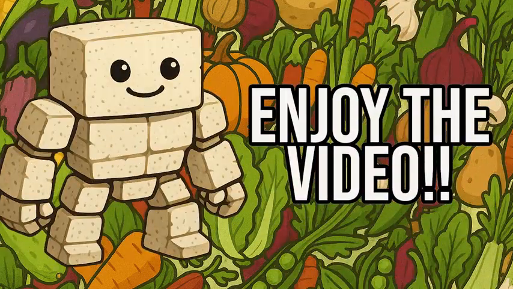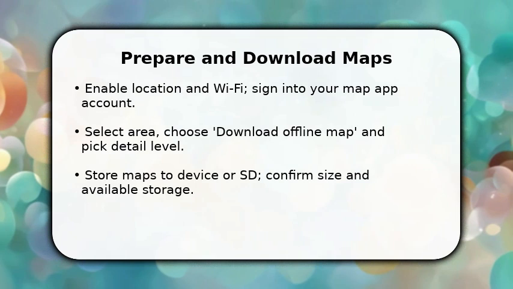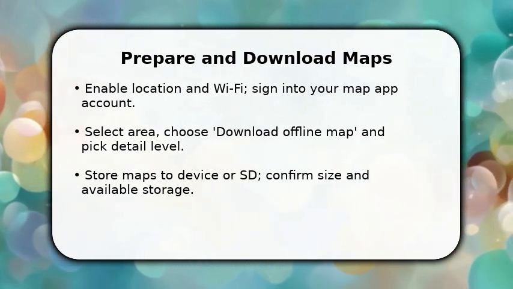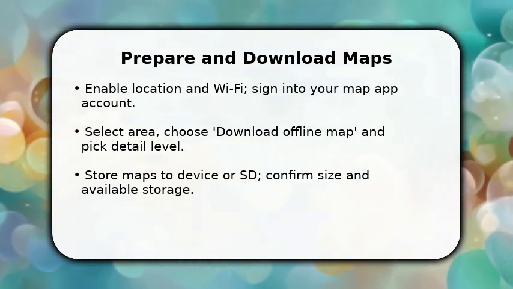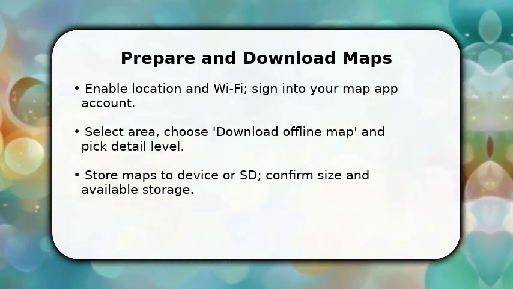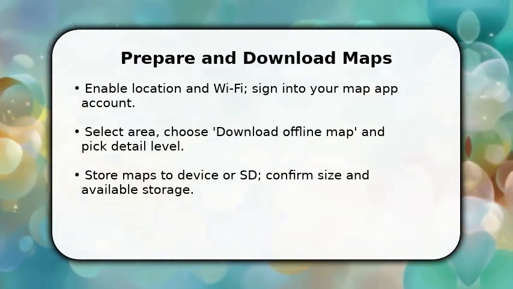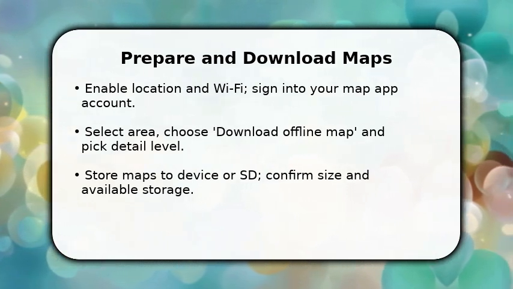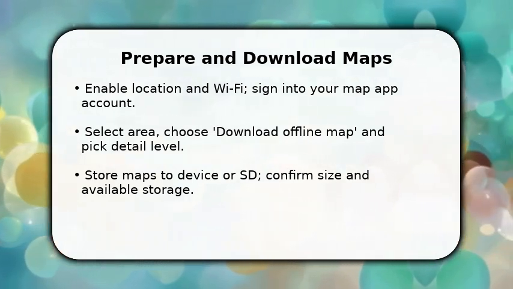Please enjoy the video. You start by getting the data you need now. Enable location and Wi-Fi, open your Maps app, and sign in so downloads sync. Then pick the region you'll travel through and tap the offline download option. Choose the level of detail so roads, POI, and transit data come with it.